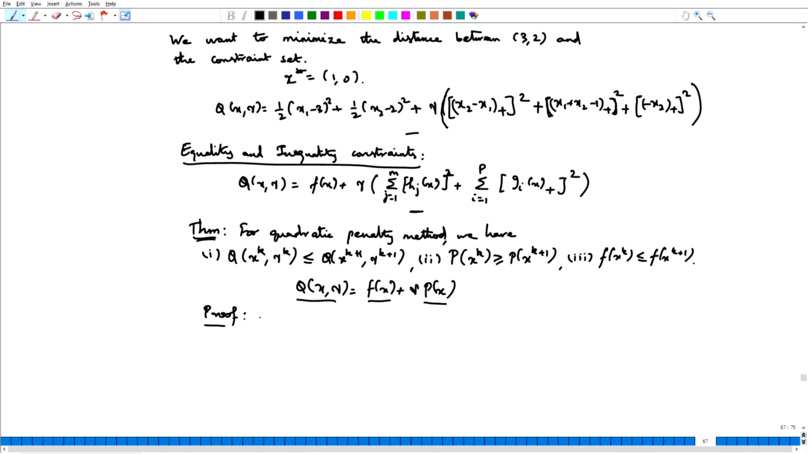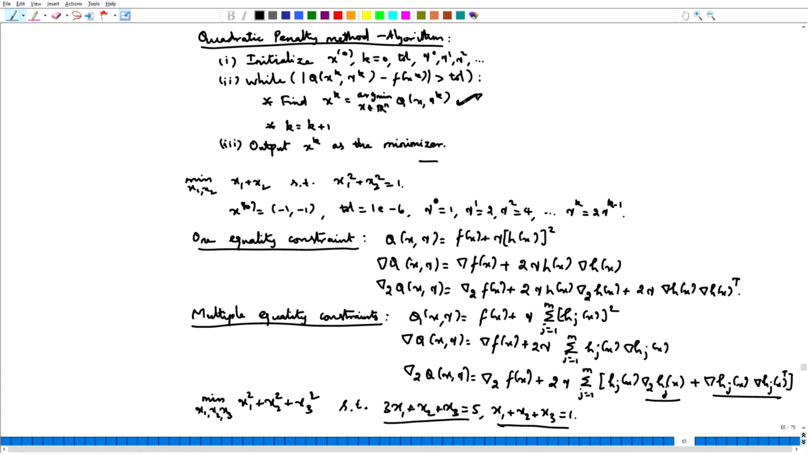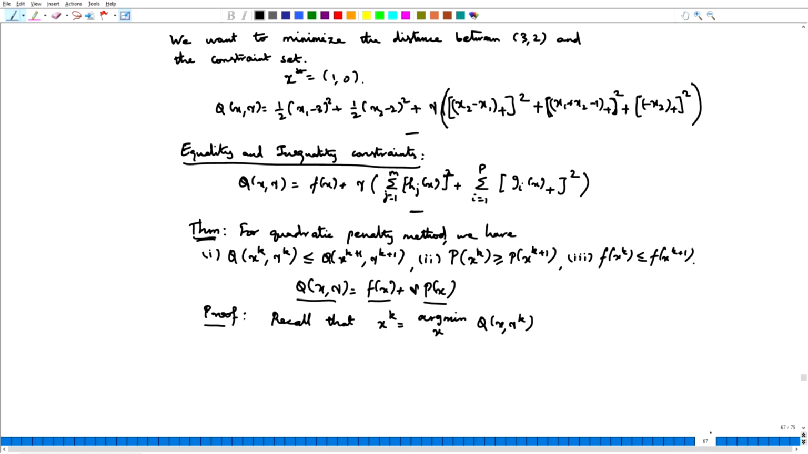Recall that x k is the argmin over x of q of x comma gamma k. That follows from the ticked equation. What that means is that q of x k, gamma k is less than or equal to q of any other x bar comma gamma k. That is why it is the minimizer. We will use this.